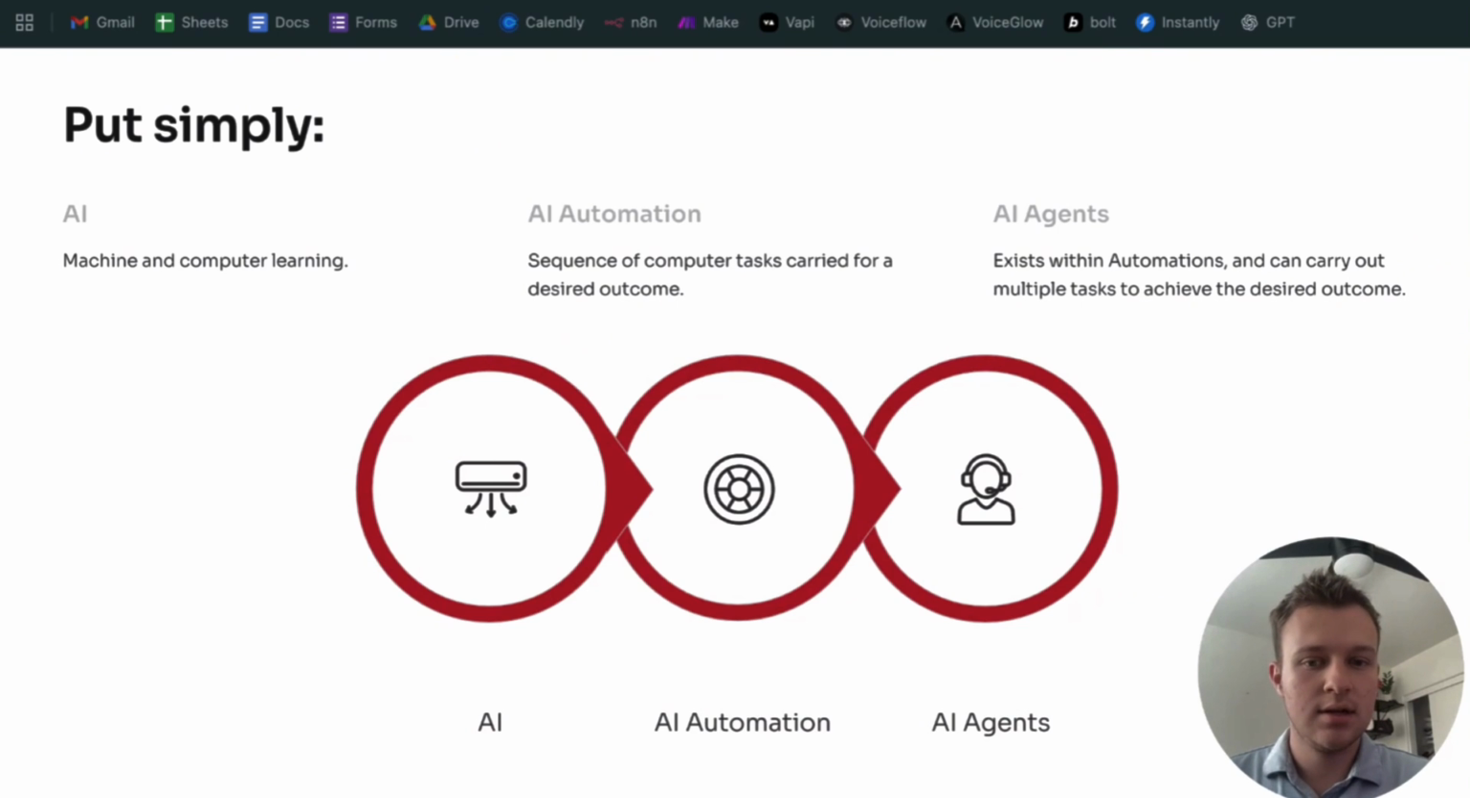And then AI agents is when it starts to get really, really impressive. They exist within the automations and are able to carry out multiple tasks and achieve the desired outcome. So it's kind of like it goes from A to B to B1 to B2 to B3 to C to C1 and so on. And so these are great. These are making things really hands-off no matter what you do. There are tons and tons of automations that you can apply to whatever field you're in for your 9 to 5, or if you're an entrepreneur, in terms of scaling and having to cut costs, it's great.